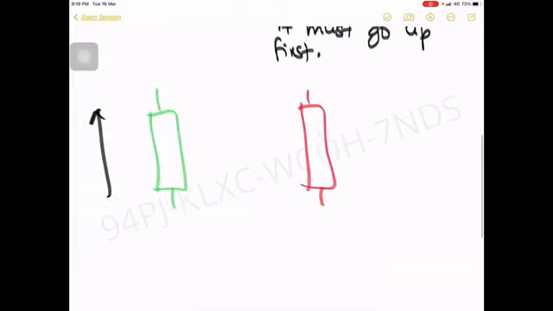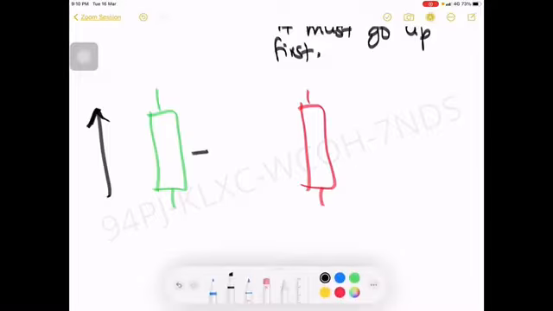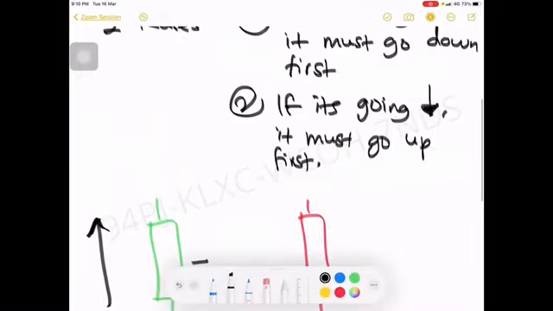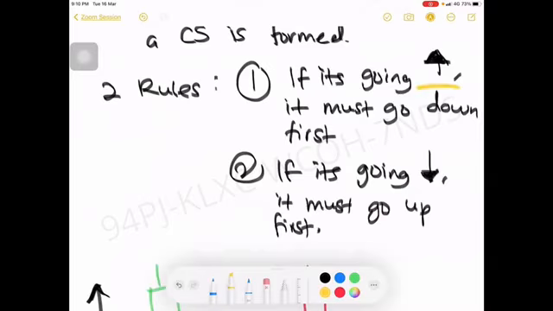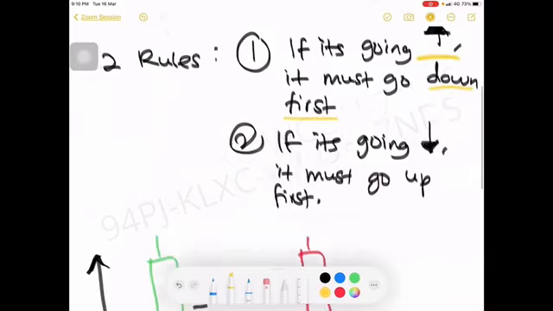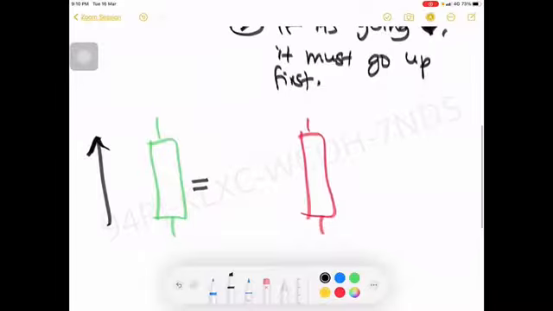Okay, so for a bullish candlestick, it means that the price is going upward, right? Remember the rules. If it wants to go up, it needs to go down first. So the open is going to be here. Then if it wants to go up, it needs to go to the low first, then to the high, and then close right there.